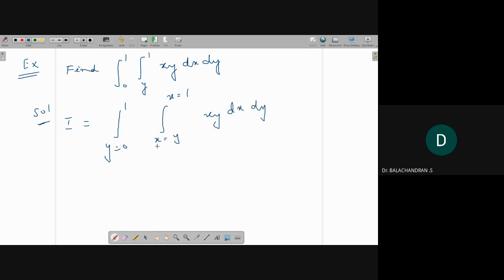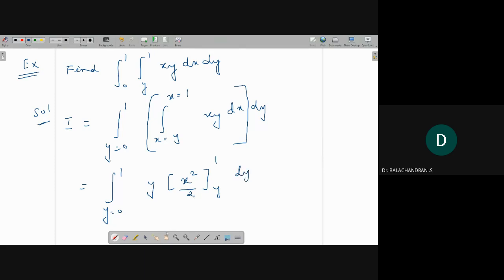After finding this integral, also check it. Here x means here dx. Suppose in a problem, instead of dx dy, sometimes they give dy dx. Then you should rewrite it as dx dy. So first you should integrate with respect to what? X, keeping y constant. So y equal to 0 to 1, y is constant here, x dx. If you integrate x dx with respect to x, you'll get x square by 2, with the limit from y to 1, dy.